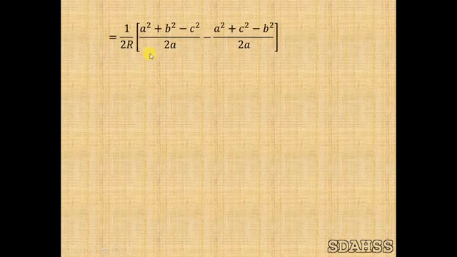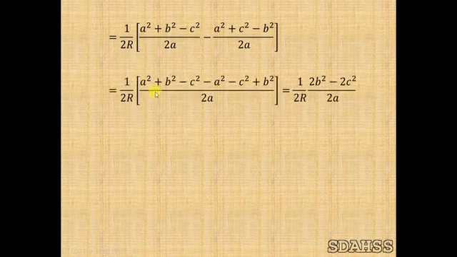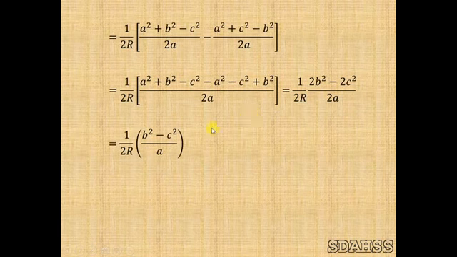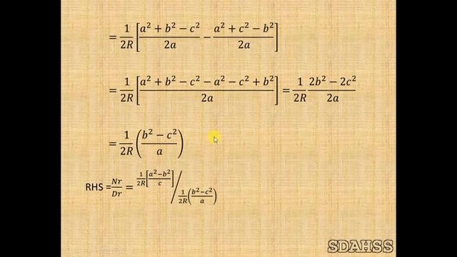1 by 2R is common. Now take down the LCM. 2a is the LCM. You keep the numerator as it is, a square plus c square minus b square. Here multiply the minus sign, then you have minus a square minus c square plus b square. Plus a square minus a square cancel. So remaining you have 1 by 2R into 2b square minus 2c square divided by 2a. In the numerator 2 is common, so take outside, so you have 2 into b square minus c square divided by 2a. 2 cancel, so you have 1 by 2R into b square minus c square divided by a. This is the denominator answer.